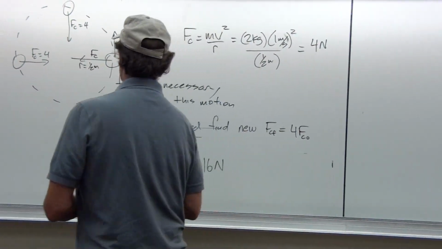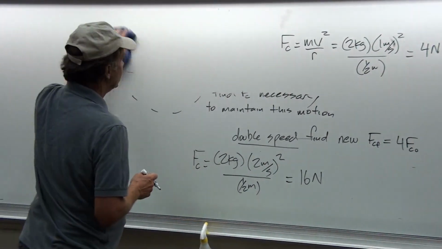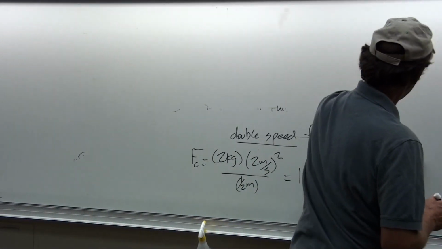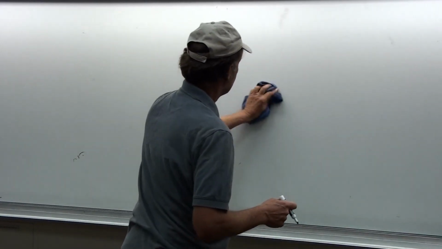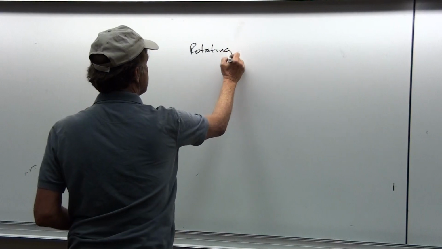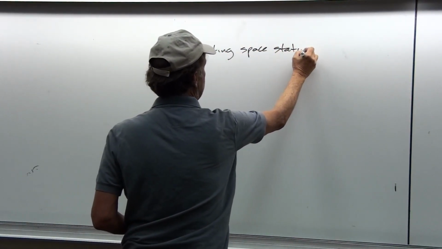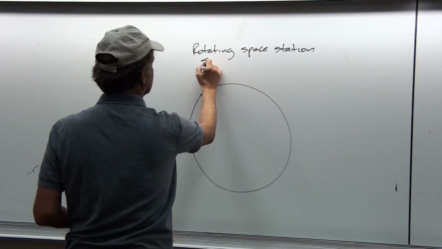So let's look at another example. There are plenty of these that we can look at, but one of my favorites is the rotating space station example. In a rotating space station, we can simulate gravity.